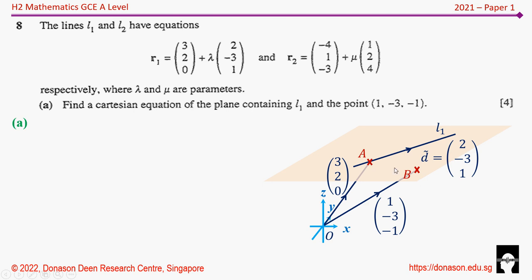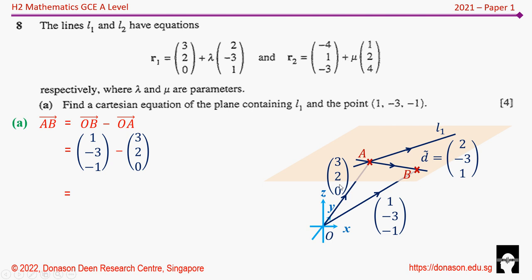Now that we have two points, A and B, I can find the vector AB. So how do we find the vector AB? Of course, AB equals the position vector of the endpoint minus the position vector of the start point. The endpoint is B, so we take the position vector of B, which is OB, and subtract the position vector of point A, which is OA. The position vector of B is (1, -3, -1), so we put that for OB, and then subtract the position vector of point A, which is simply (3, 2, 0).